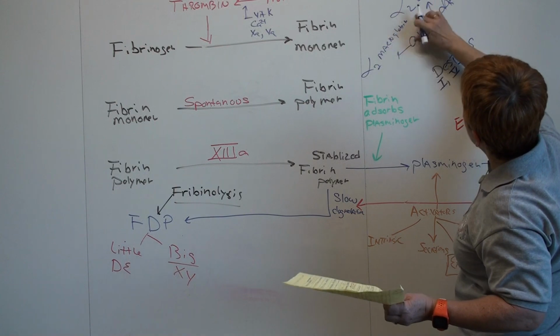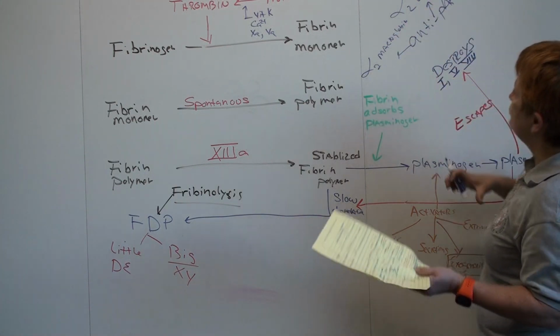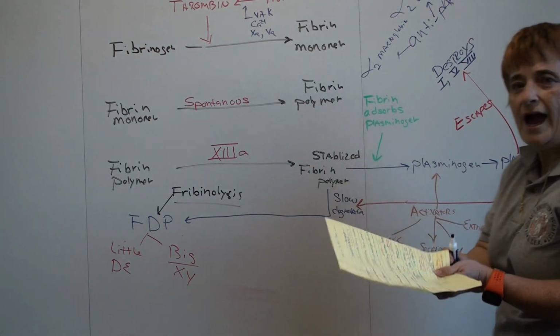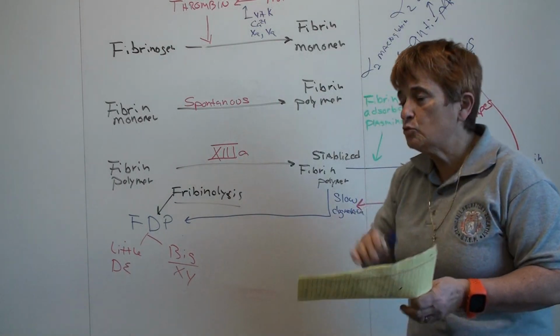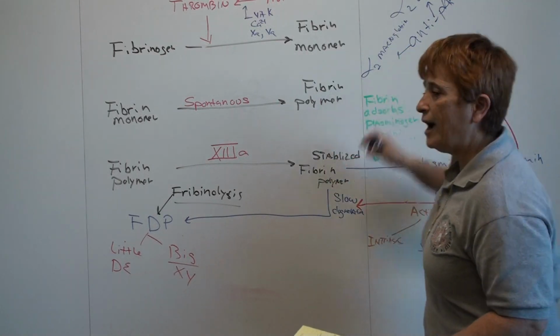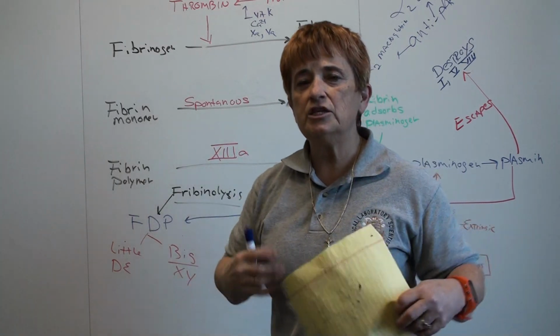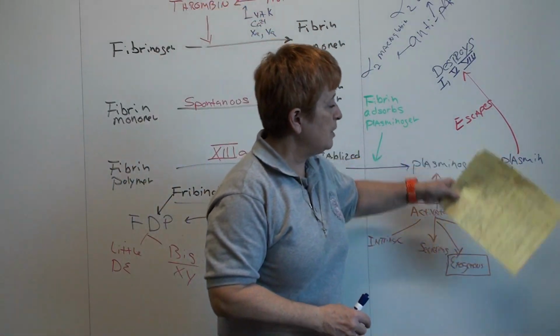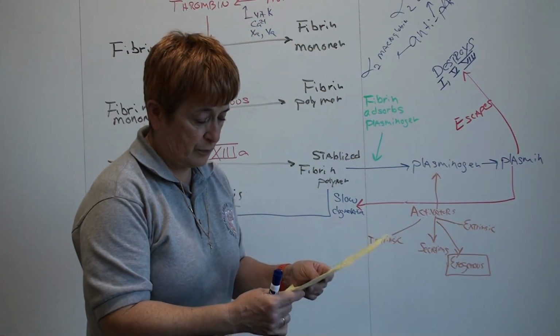All right, so the alpha 2 antiplasmin and your alpha 2 macroglobulin are going to act like your antiplasmins, which means they're going to go back and they're going to chomp up and destroy the plasmin that has escaped.